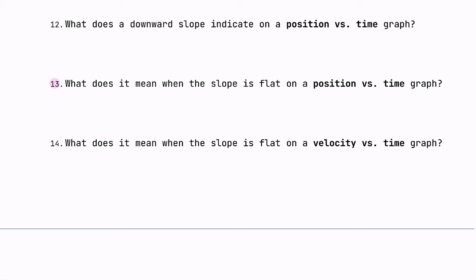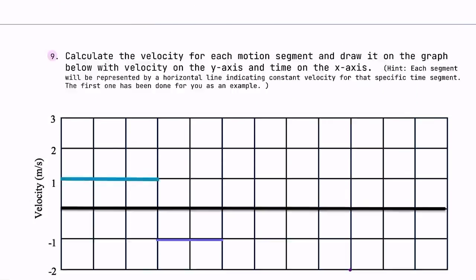The next question I'll explain is number 13. What does it mean when the slope is flat on a position versus time graph? All right, so I wanted to point out that we have this question. We're asking about a flat slope on a position versus time graph, but number 14 is going to ask the same question except on a velocity versus time graph. So they're going to mean two different things.